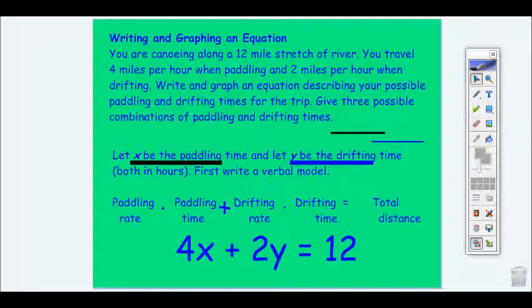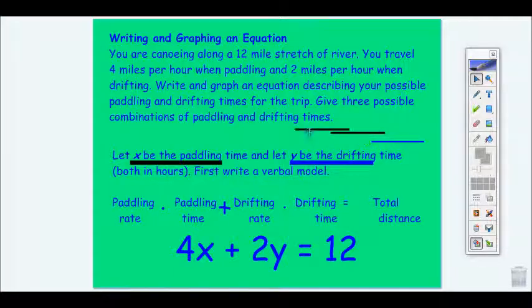So when we are writing and graphing an equation, we're going to look at this: you are canoeing along a 12-mile stretch of river. You travel 4 miles per hour when paddling and 2 miles per hour when drifting. Write and graph an equation describing your possible paddling and drifting times for the trip. Give 3 possible combinations of paddling and drifting. So we're going to let x be the paddling.